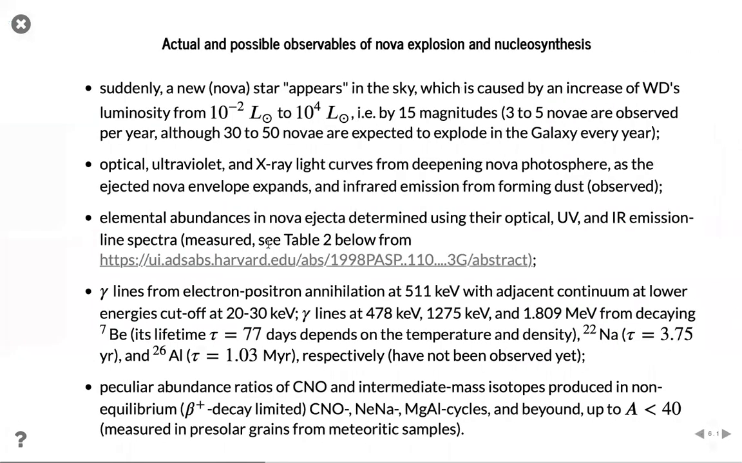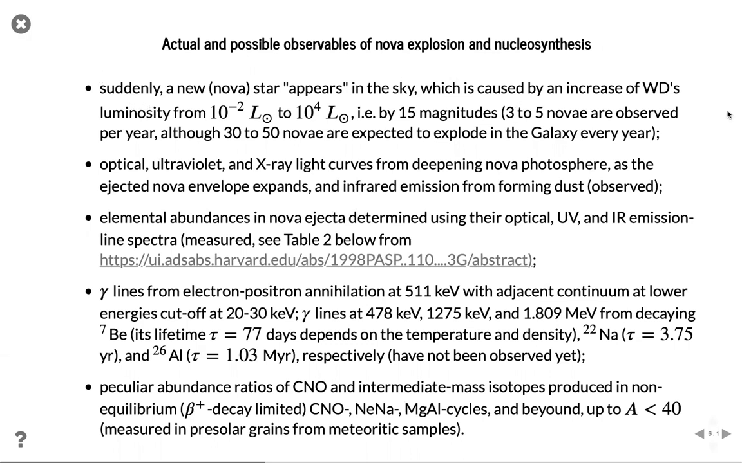Now, a summary of observables that can be used to study nova explosions and nucleosynthesis. These are actual observables, meaning they were already measured, and possible observables, meaning that in principle we hope they will eventually be observed, but have not been observed yet.